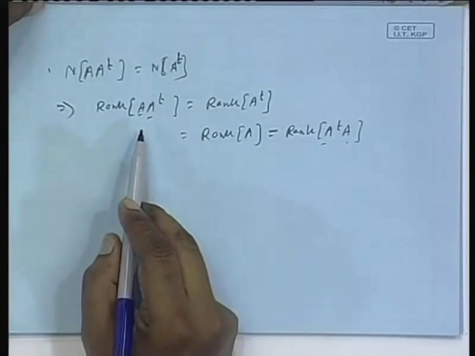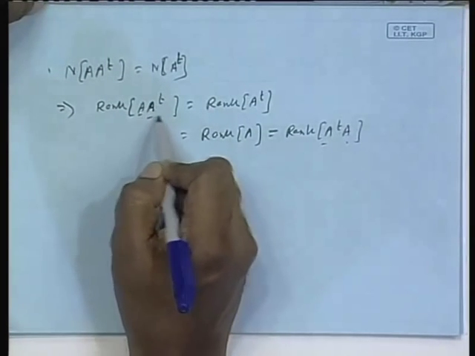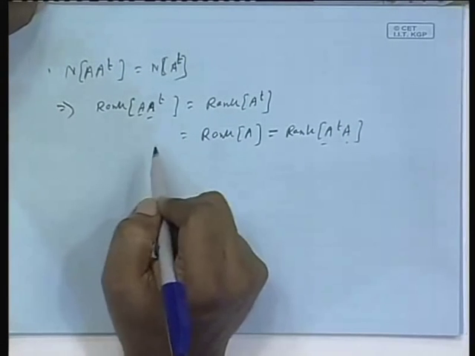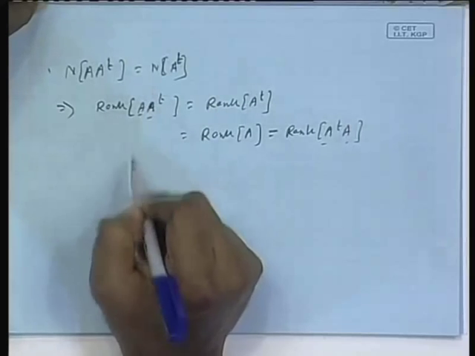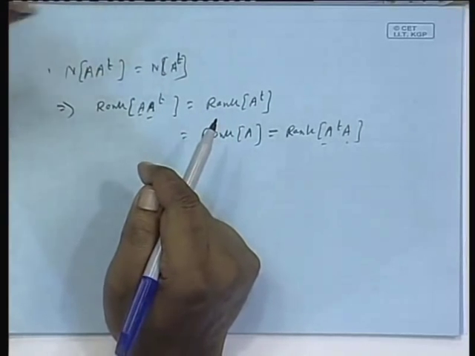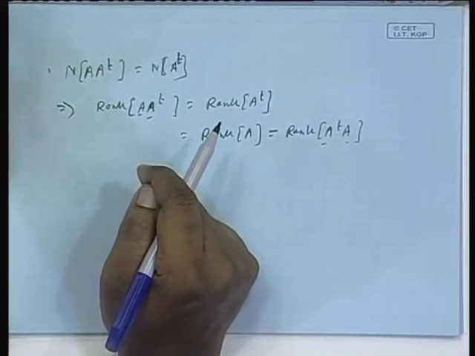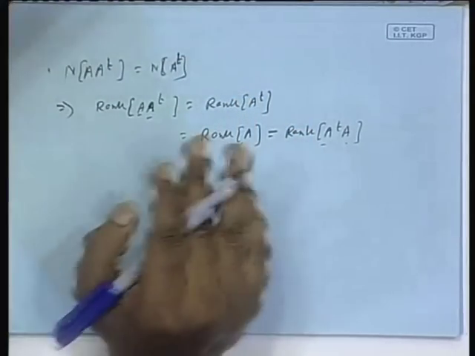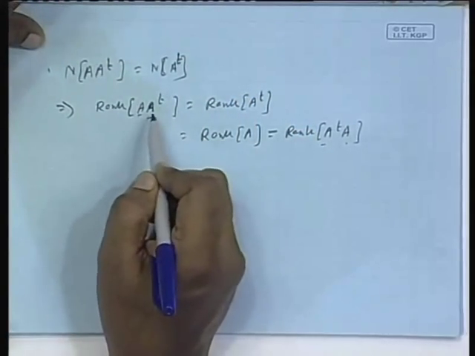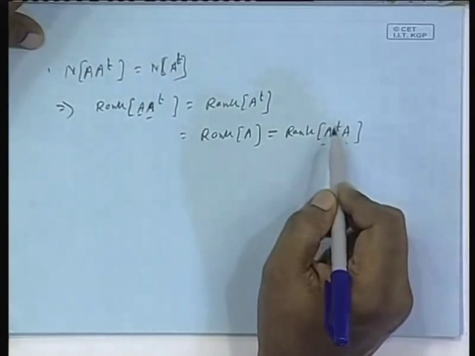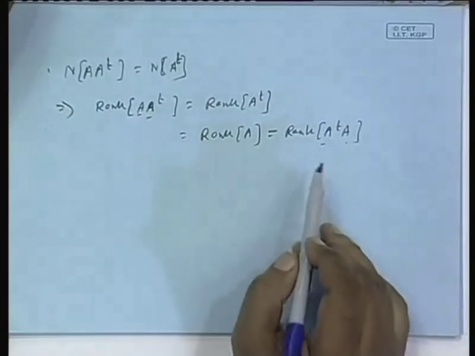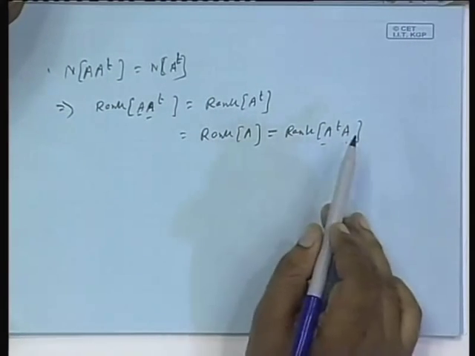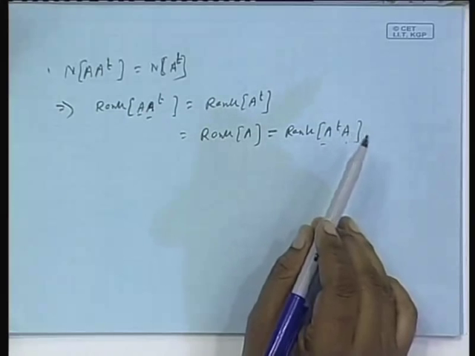Now, remember one thing. A transpose A and A A transpose both are symmetric matrices, real Hermitian matrices. So, they can be diagonalized, they have a set of orthogonal eigenvectors, and their eigenvalues are real and non-negative. They can be 0 or positive. This we have done on plenty of occasions in this course. Remember that A A transpose is of size n cross n and this is of size m cross m, so the eigenvectors are of different size. A transpose A has m eigenvectors which are mutually orthonormal, and the corresponding eigenvalues are real and non-negative.